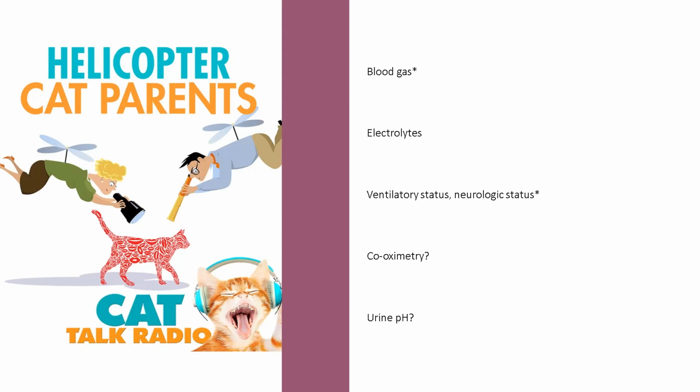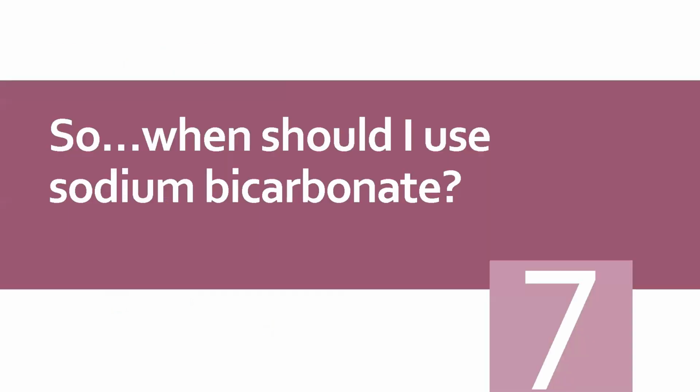If your patient has a urinary catheter or is peeing on their own, you can monitor urine pH as well. And then ventilatory status. If you have to give the bicarbonate, but they're having a decreased drive, they may have to become a ventilator patient.